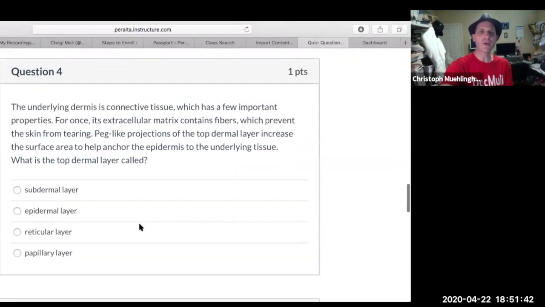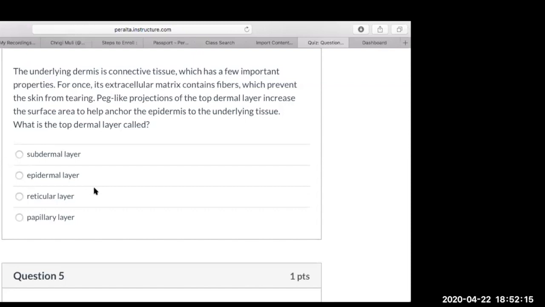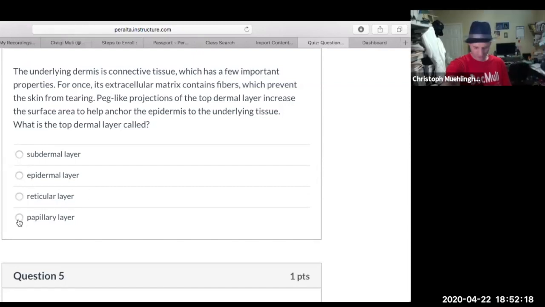All right, so next question. The underlying dermis is connective tissue, which has a few important properties. For one, its extracellular matrix contains fibers which prevent the skin from tearing. Peg-like projections of the top dermal layer increase their surface area to help anchor the epidermis to the underlying tissue. What is the top dermal layer called? Anybody who hasn't spoken yet? Going once. Papillary layer, yes. And that's Jennifer.